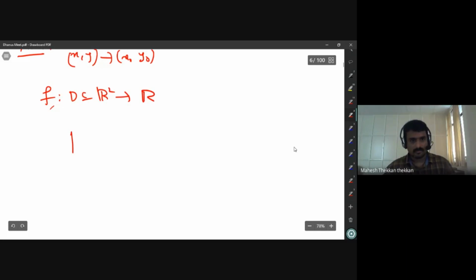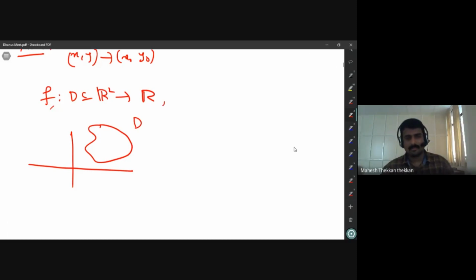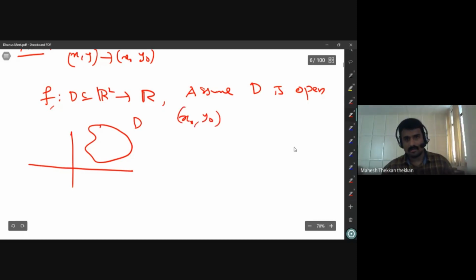So my D is something like this. This is my D, and I always assume D is an open subset. Even if it is not open, we can also define it, but I'm talking about open subsets. And (x naught, y naught) is a point in D. So I consider a point here, (x naught, y naught).